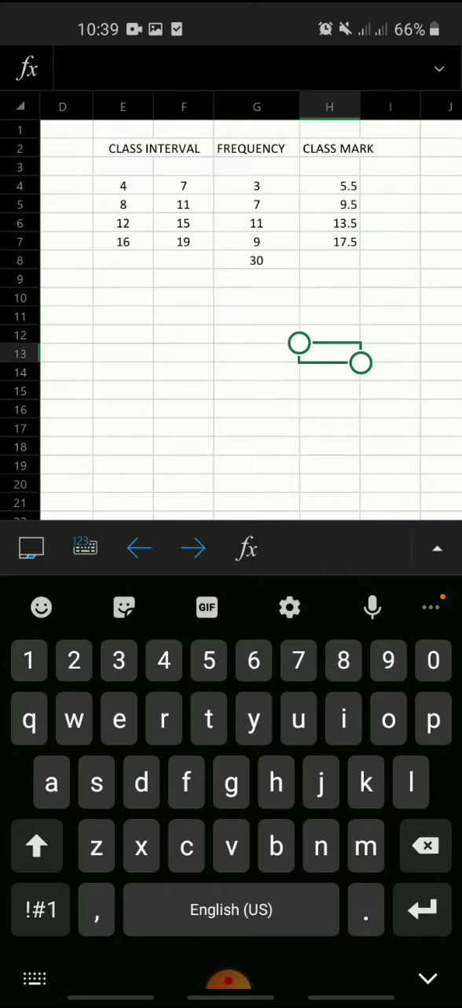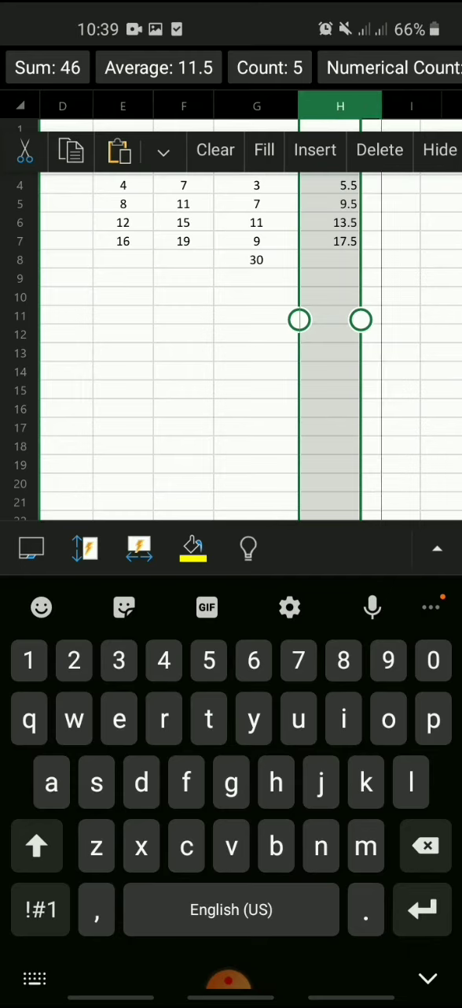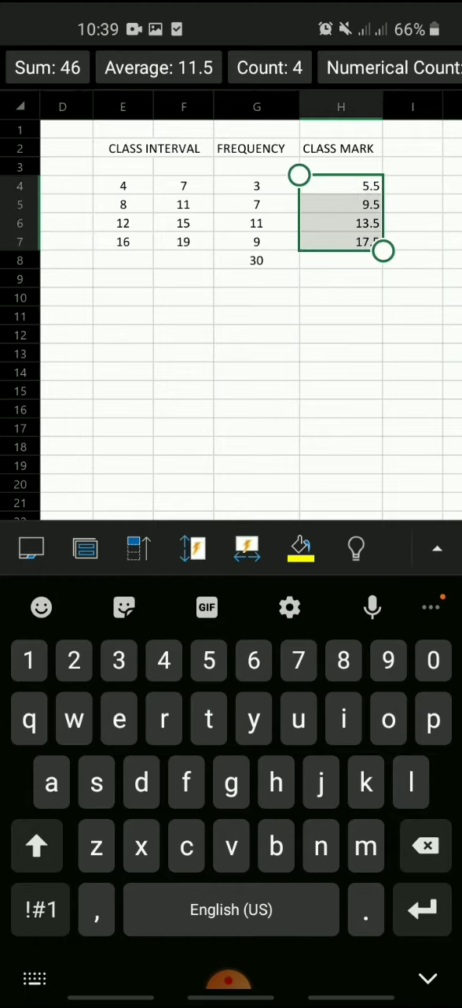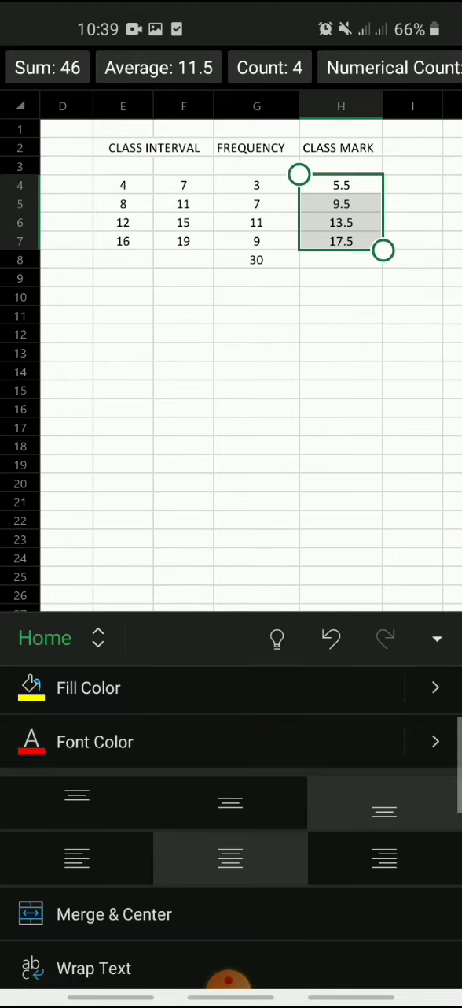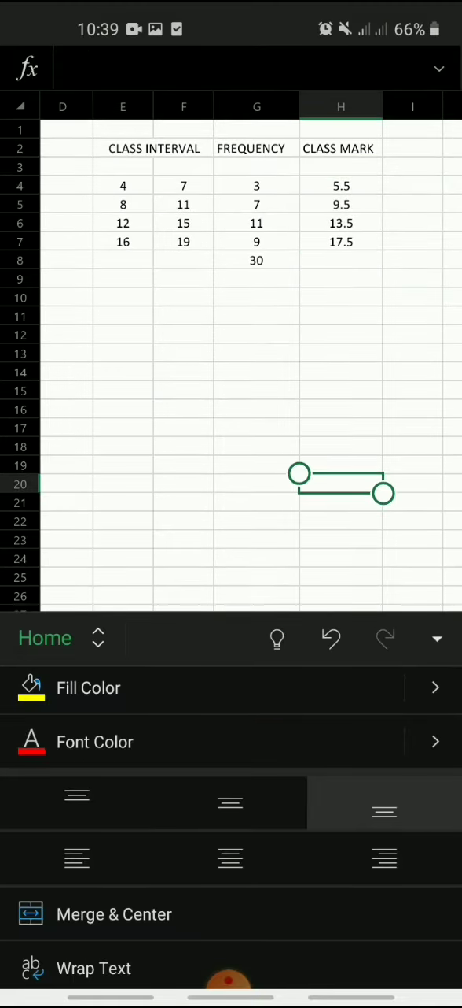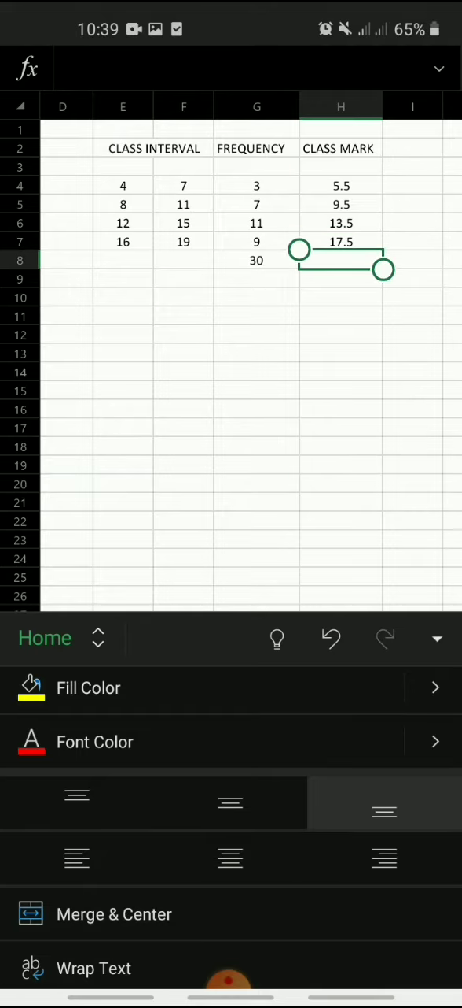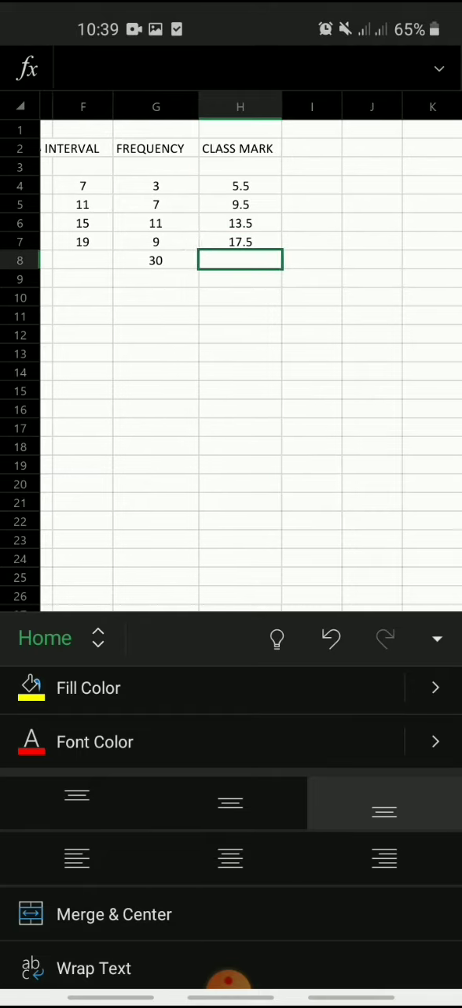So, these are our class marks: 5.5, 9.5, 13.5, then 17.5. This is the midpoint of the class interval. This is the class mark.